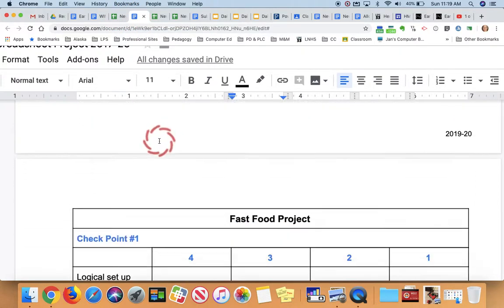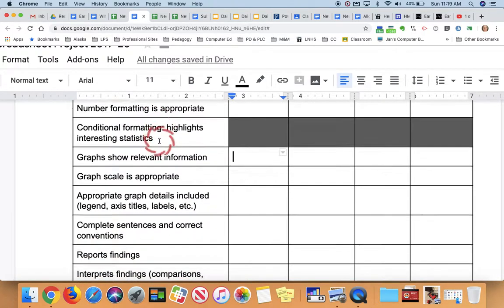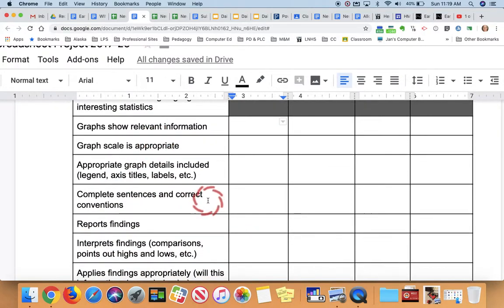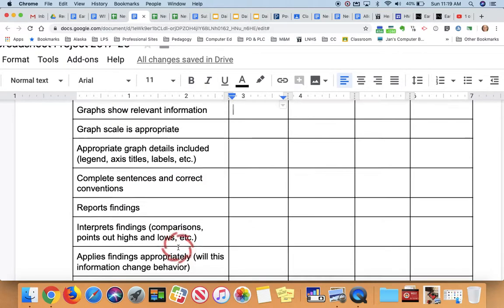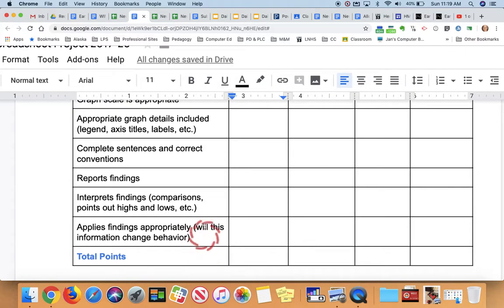And I'm just going to scroll back down to the grade sheet. Hopefully that's not making you dizzy. Okay, complete sentences and correct conventions that report your findings and interpret your findings. So you're telling me highs and lows, and then you're going to be graded on if you explain how this may or may not change your behavior. If it doesn't, that's okay, but you want to tell me that in your paragraph, okay? So complete sentences and correct conventions. You should be writing this like you would write for your ELA class, okay?